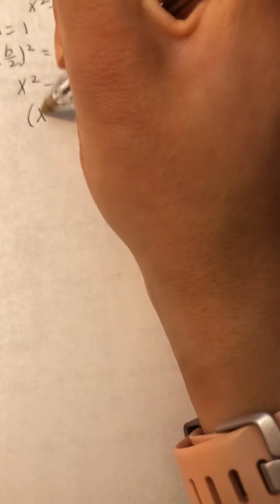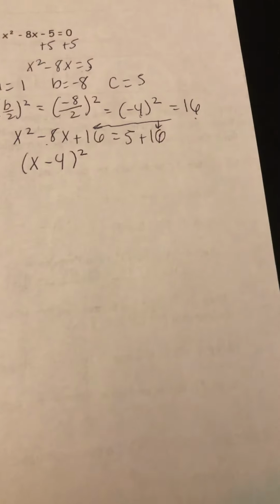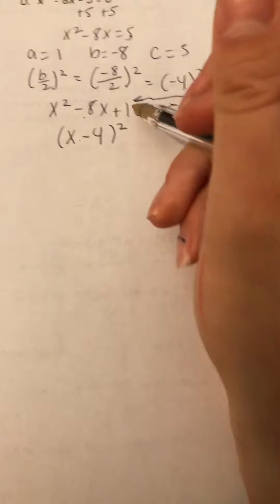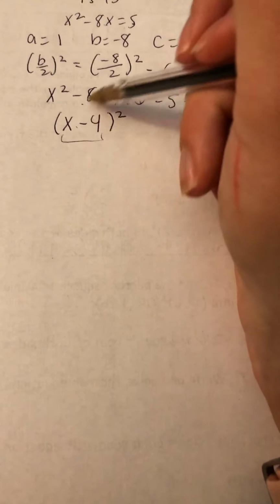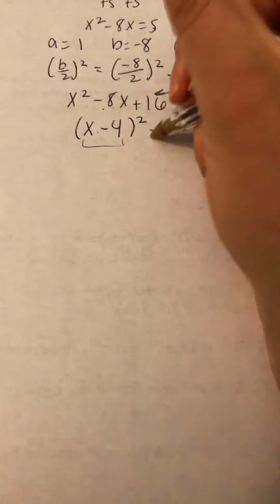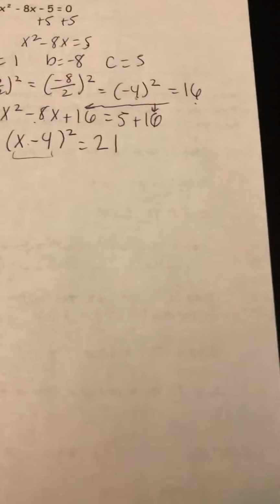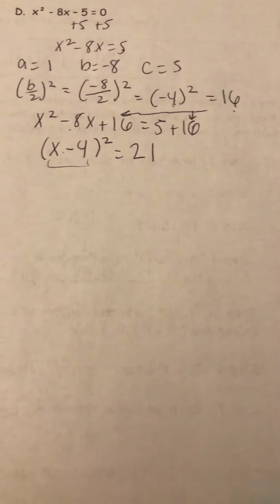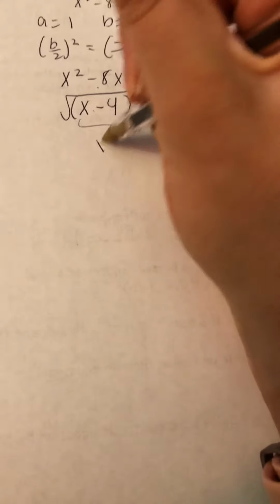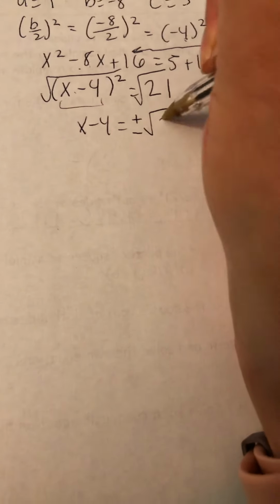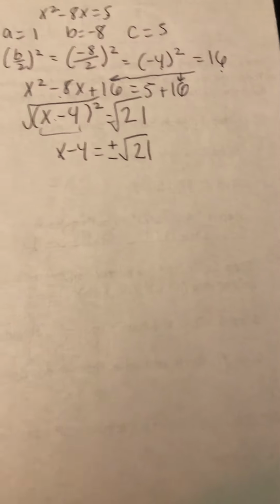Factor. I get x. I know it's going to be minus because that middle term is minus. And that term was 4. Negative 4 squared is 16. If you doubled this, negative 4x doubled would be negative 8x. And 5 plus 16 is 21. Square root both sides. X minus 4 is equal to plus or minus the square root of 21.